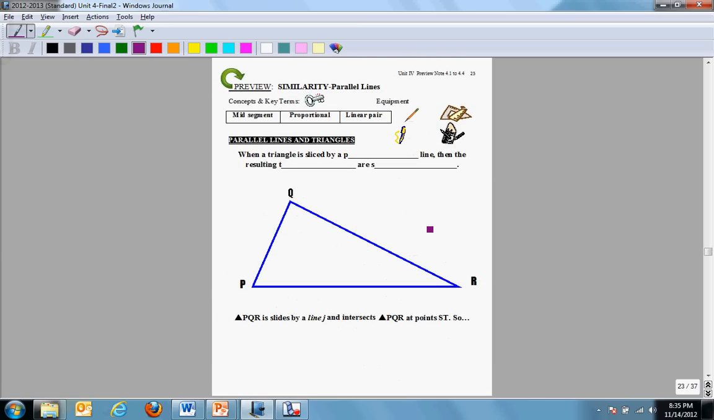So last time we introduced the concept of similarity in triangles. And today we're going to continue with the concept of triangles, but we're going to add an additional factor about parallel lines. We're going to start with a real simple concept. When we have a triangle that is sliced by a parallel line, then the resulting triangles are similar.